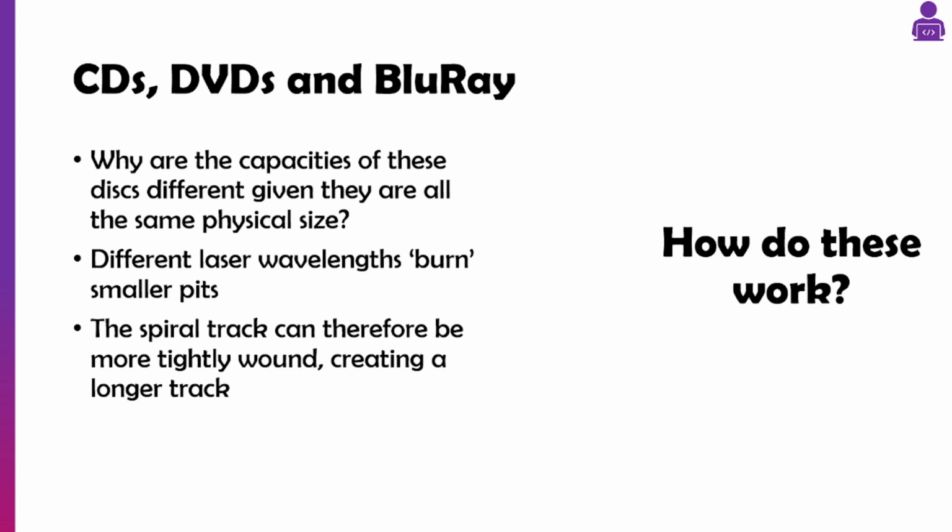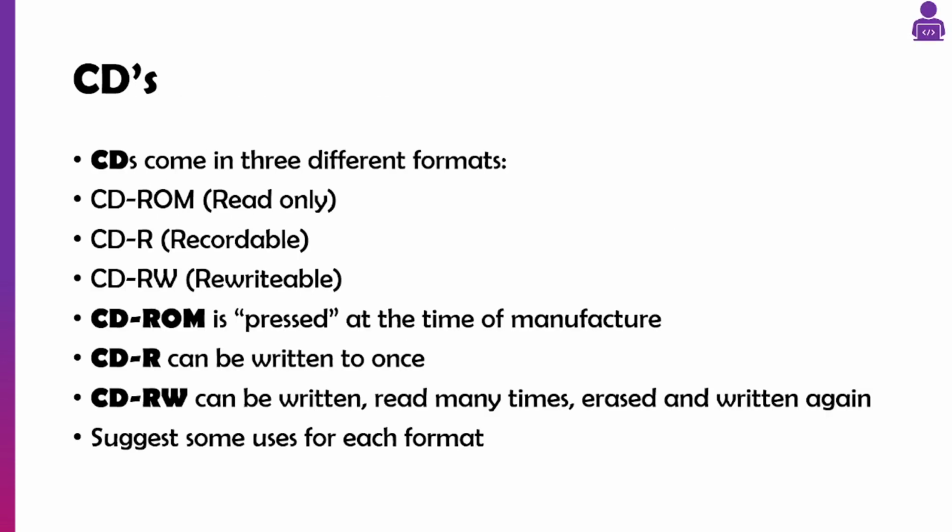Essentially, the laser we use burns different pits. Because of this, the spiral track can be more tightly wound, it can be close together, so you can have more lands and pits, so you can store more data.